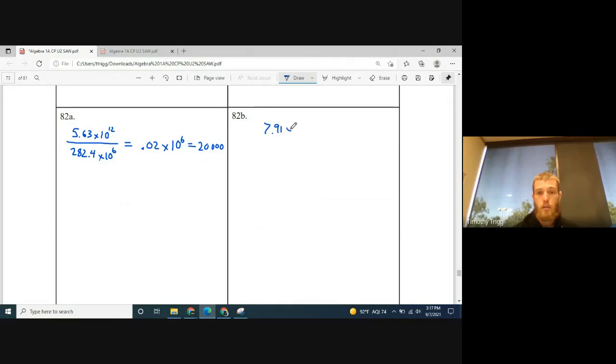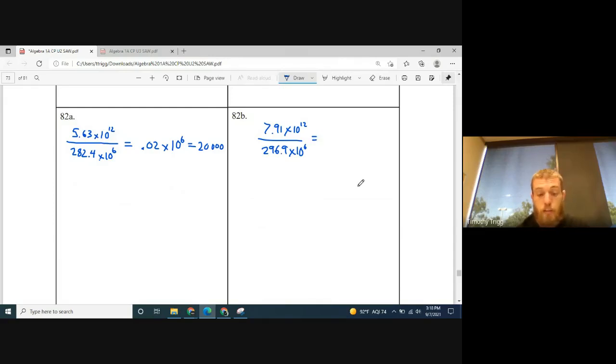7.91 trillion, with a population of 296.9 million. 296.9 million, so times 10 to the 6th. How much did the government owe per person in this case?